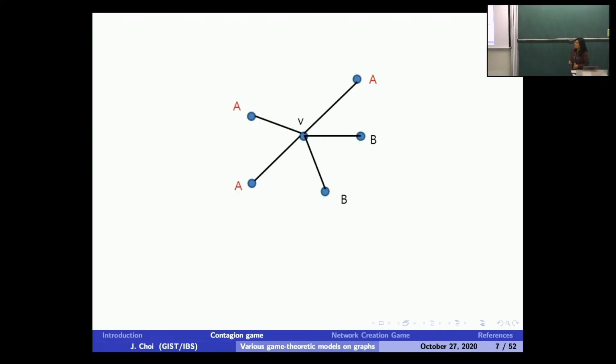So for example, this is a local structure of vertex V. We have a large graph, and now V is a player.